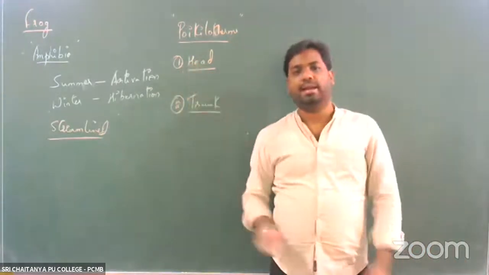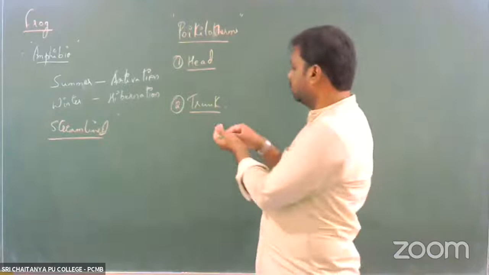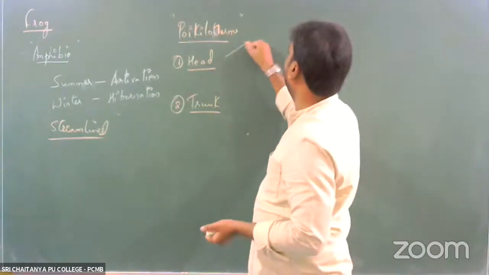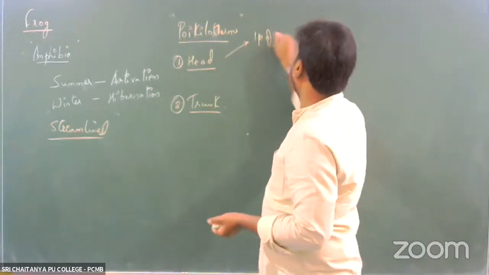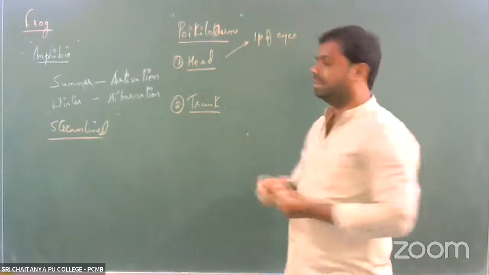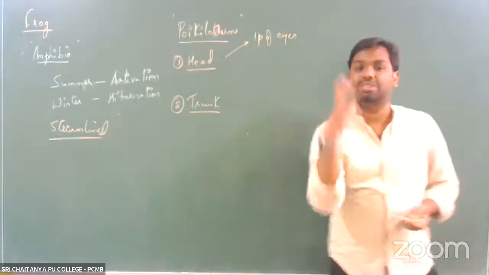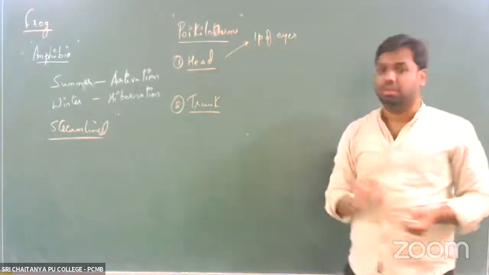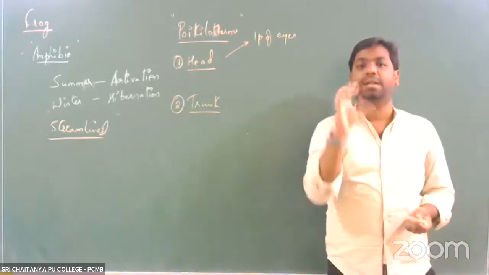Now, what all does the head actually contain? The head consists of a pair of bulging eyes. So there is one pair of eyes, and these eyes are bulged. Larger bulged eyes are present in these organisms. So they have a pair of bulging eyes.